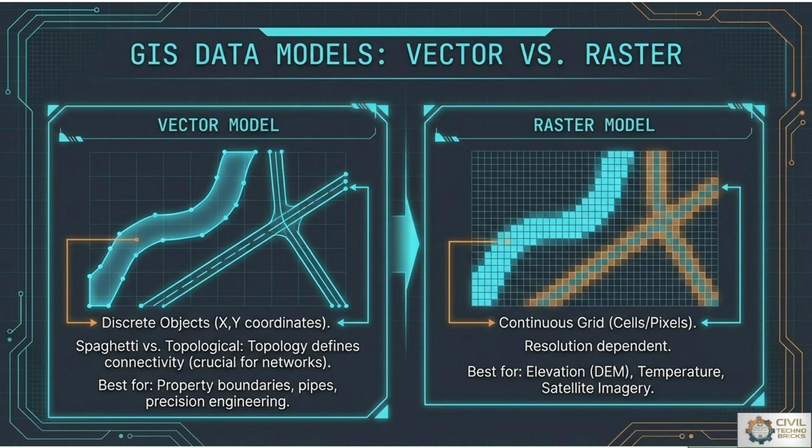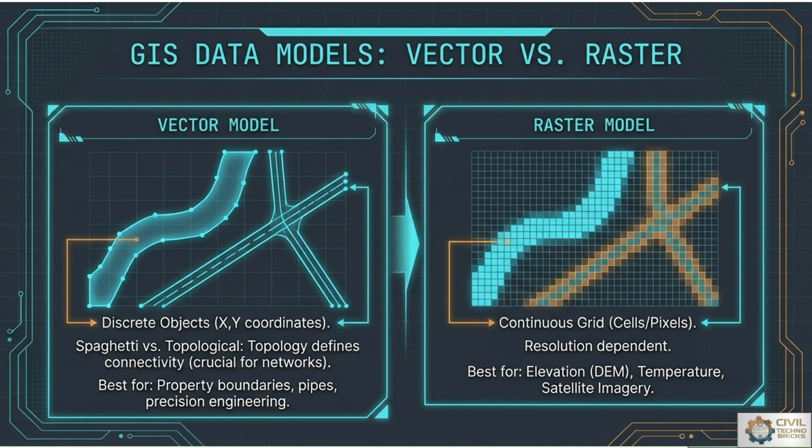GIS data models. There are two types of data, vector and raster, and each data type has its own data model for processing or analysis. So GIS data models are of two types, vector model and raster model. GIS data models in civil engineering are mainly used for representing and analyzing spatial information.